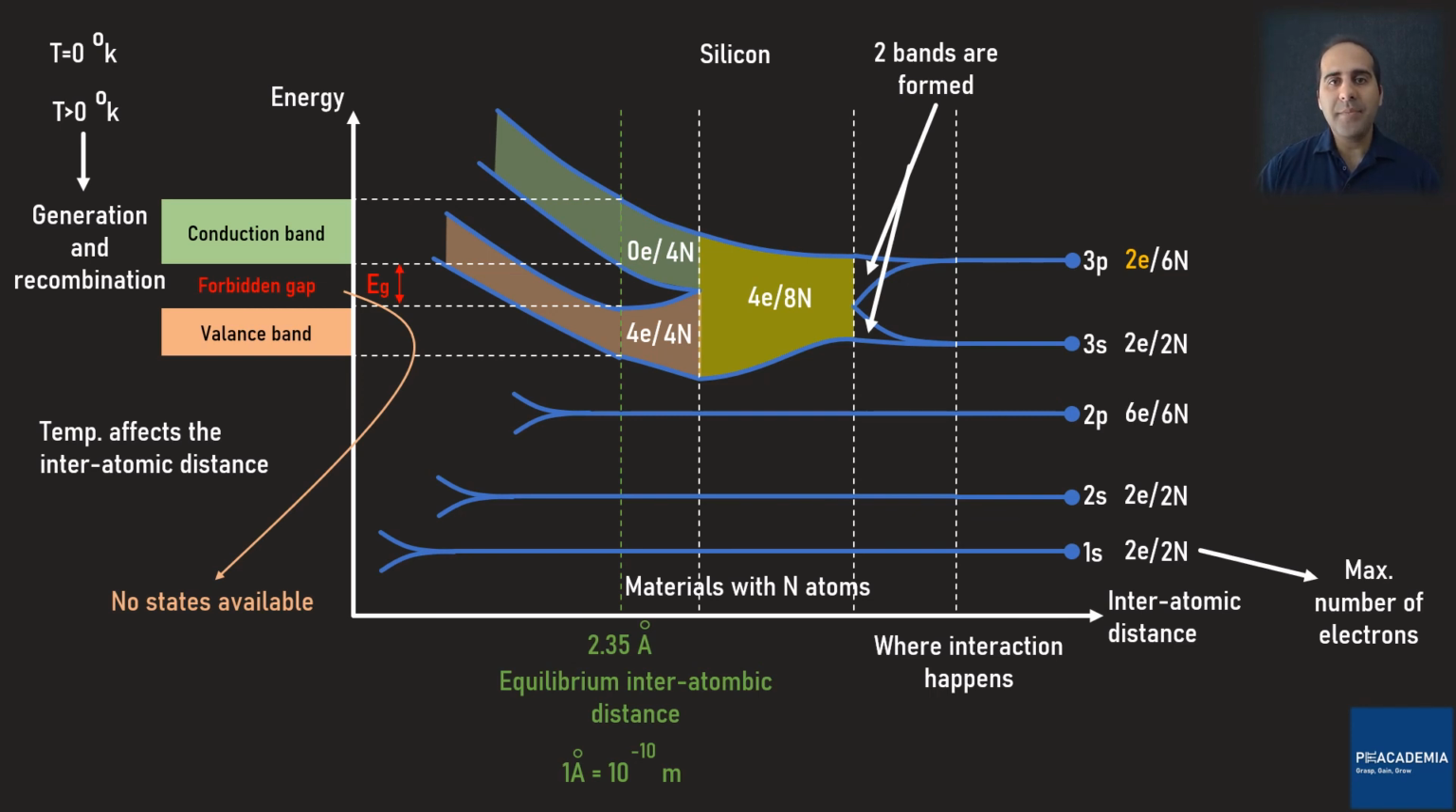The energy gap depends on temperature. In silicon, increased temperature causes Eg to reduce. The reason is that increased temperature causes the material to expand. This means the interatomic distance increases. According to the energy interatomic distance diagram, when the interatomic distance decreases, the forbidden gap becomes smaller.